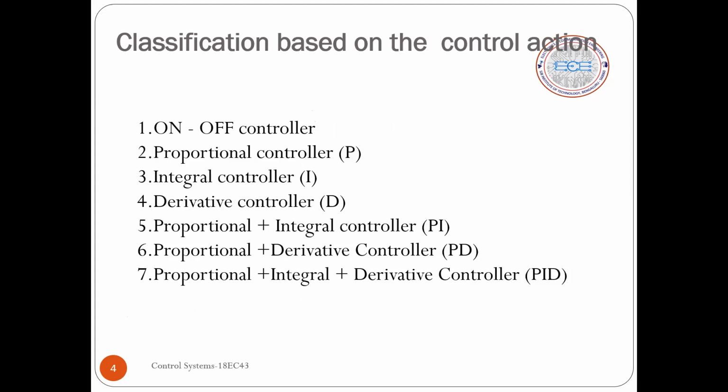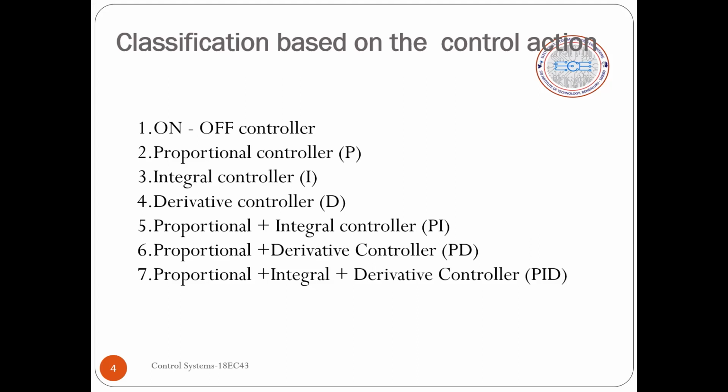Based on the action initiated by the controller, we can classify controllers into these different classes. The first one is the on-off controller. In an on-off controller, the job is just to switch from one level to the other level, just a switching action. Then we have the proportional controller, where the output and the error input go in proportion.